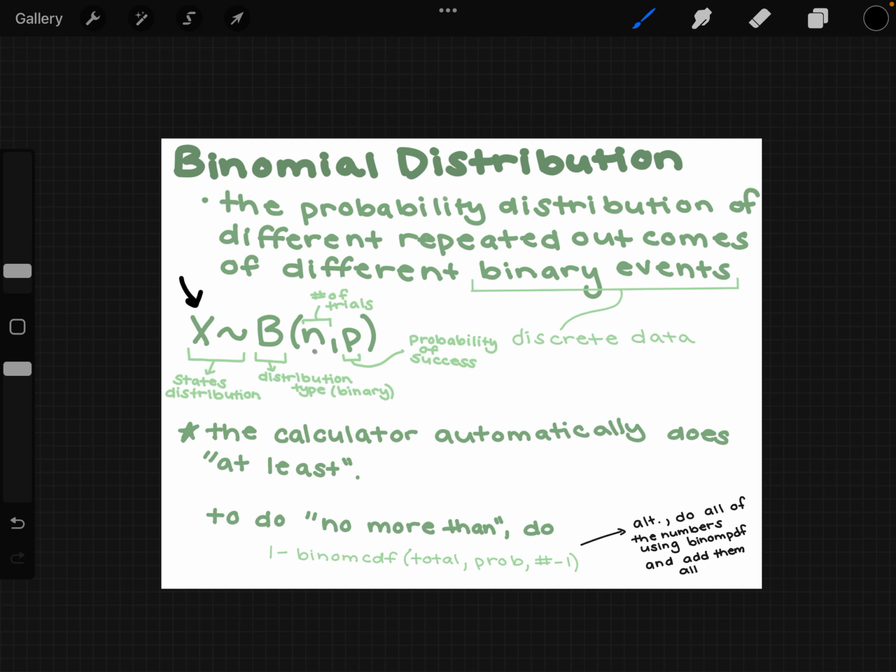The calculator is automatically going to do any problems that talk about at least. So what I'm talking about here is the difference between PDF and CDF. In our calculator, I'm using the TI 84 Plus Silver Edition. We can do second vars, and then either do 0 to give us binompdf, or second vars alpha A to give us binomcdf. When we use these two things, they're going to give us different answers.